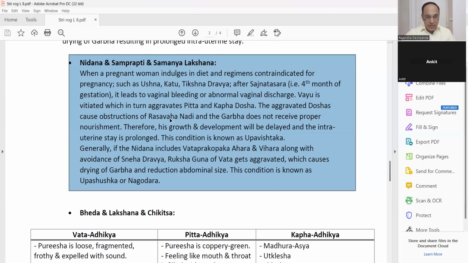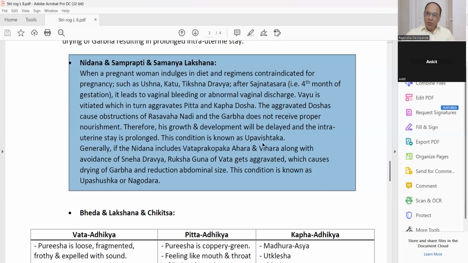Please write down this word: Rasa Vaha Nadi obstruction. And so Garbha is not receiving proper nourishment. Therefore, the growth and development is delayed and intrauterine stay is prolonged. This condition is known as Upavishtaka.